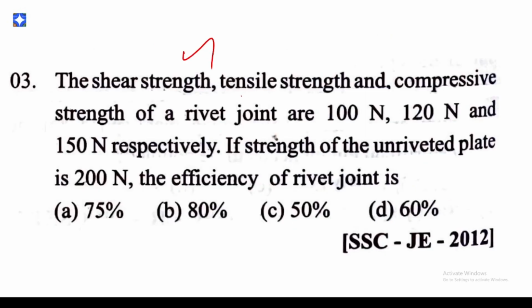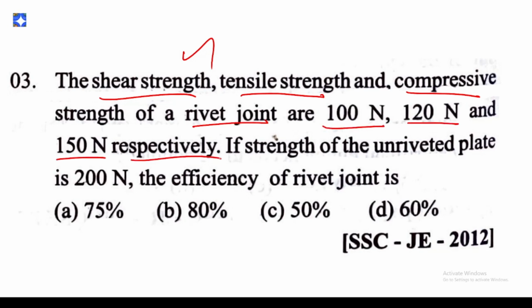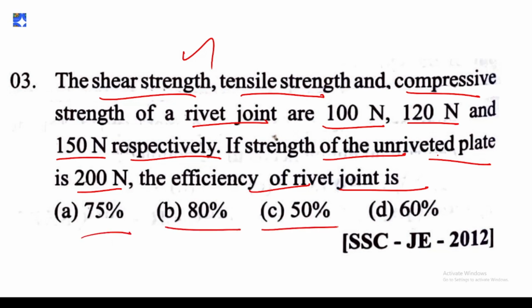The shear strength, tensile strength, and compressive strength. These are the three stresses which act on a riveted joint. They have given the shear strength, tensile strength, and compressive strength in terms of load value for a rivet joint as 100 Newton, 120 Newton, and 150 Newton respectively. If the strength of the unriveted plate is 200 Newton, then what would be the efficiency of the riveted joint? Option A 75%, option B 80%, option C 50%, and option D 60%. This question was asked in the year 2012.